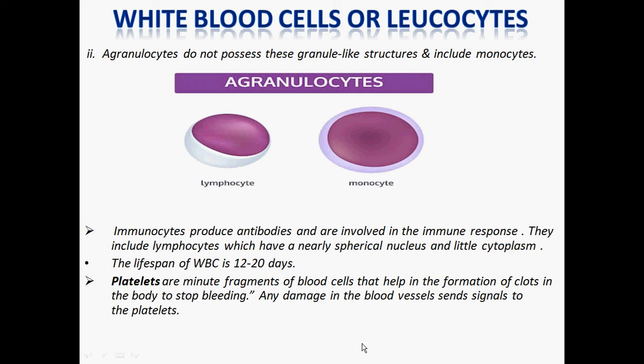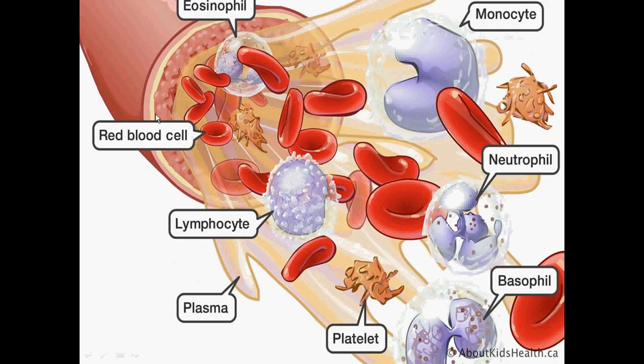Any damage in the blood vessels sends signals to the platelets, and the platelets immediately reach that place and coagulate together to form the clot and stop the flowing of blood from our body. You must have experienced this when you got injured while playing any sports. So this is the artery from which the blood is flowing.